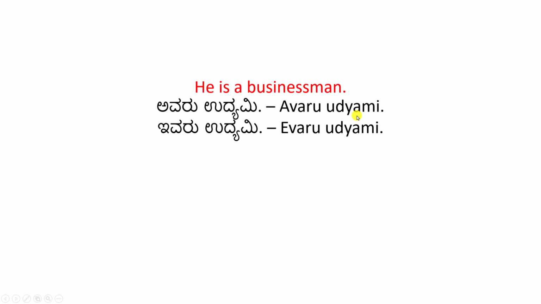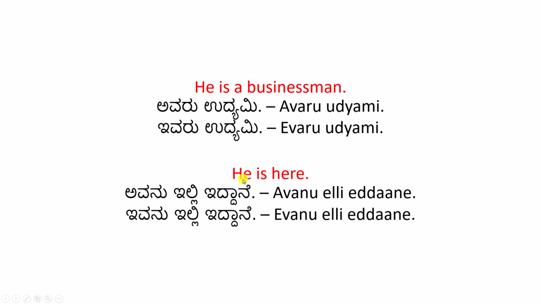In this sentence, we have left out the word for is and ye. Okay? Ivaru udyami. Udyami is businessman. Ivaru, when we select this, it means that the person is near you and you want to pay respect to the person. Alright? Next. He is here.